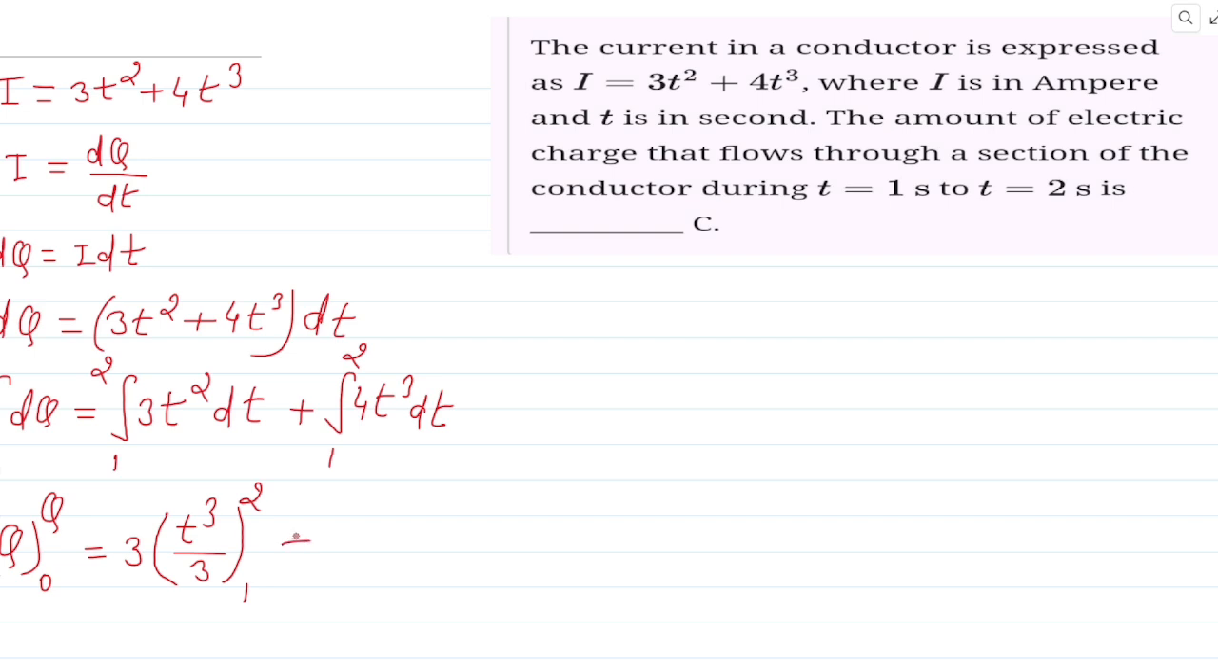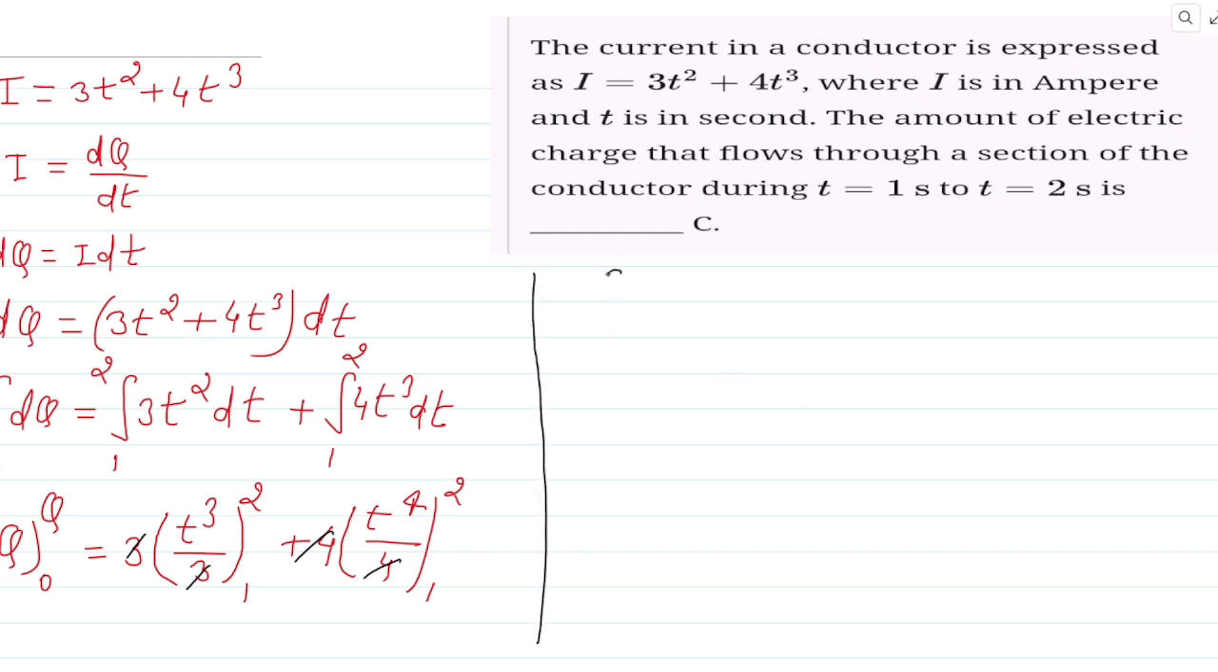Plus 4 is again a constant term, and the integration of t cube gives t to the power 4 divided by 4, and the limit is again 1 to 2. On solving this, we cancel the 3 with this 3, and also cancel the 4 with this 4. So finally here we have to put the value of charge.